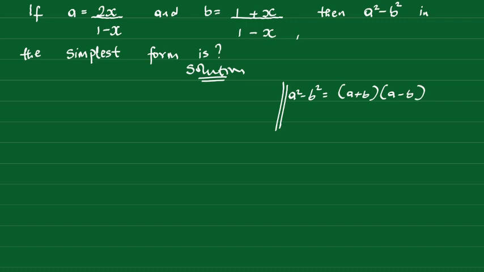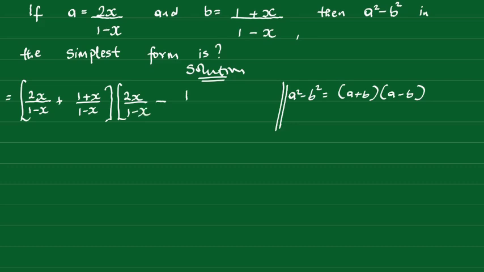Now, having this at the back of our mind, we substitute our values of A and B into this, and therefore our expression becomes (2x divided by 1 minus x plus 1 plus x divided by 1 minus x), and again (2x divided by 1 minus x minus 1 plus x divided by 1 minus x).